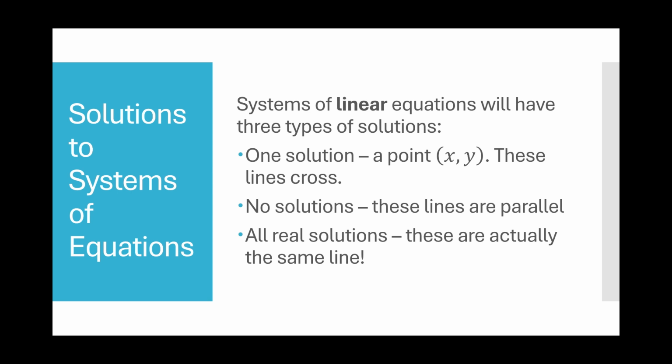And these systems that we'll see will have three types of solutions. There will either be exactly one solution, which is one point. There's no solutions, so there's no point that is in both lines or both equations. Or we might have all real solutions. And in that case, the two lines, when we graph them, just land right on top of each other. They are the exact same line. Every answer that works for one equation is going to also work for the other equation because we could turn those two equations into the same one.